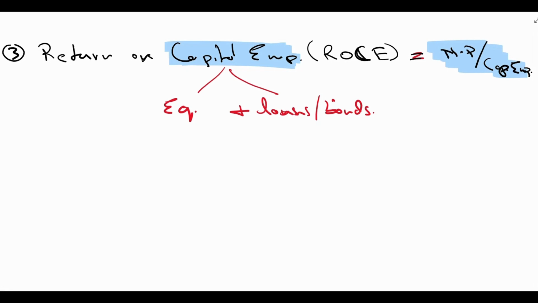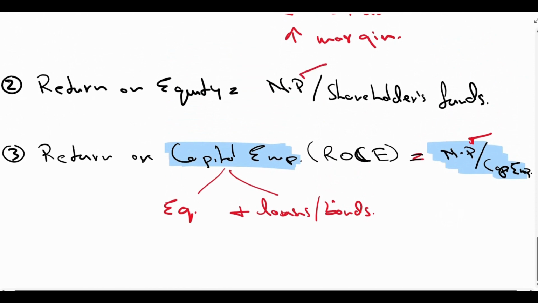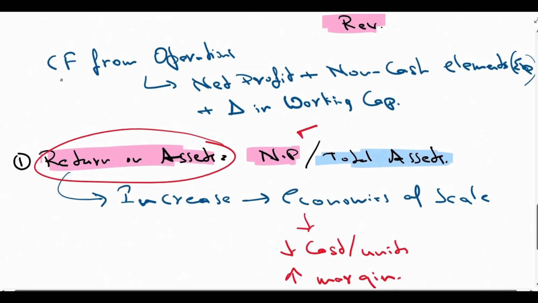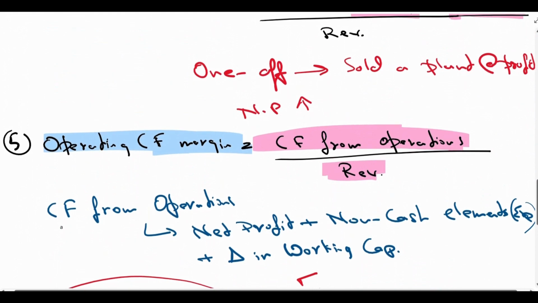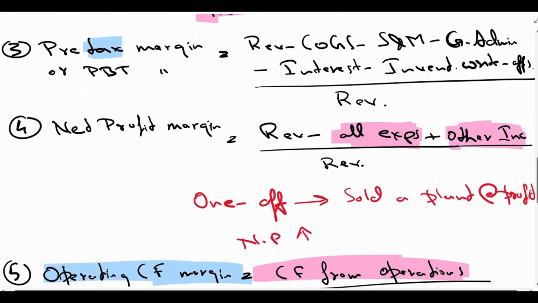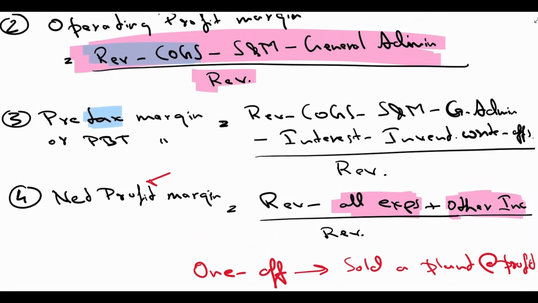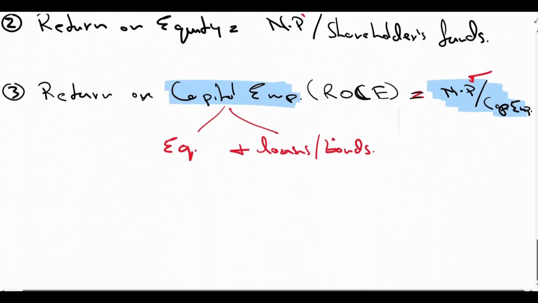Now these are all ratios which are based on profits, right? If you see net profit, net profit, okay. If you see operating, this is cash flow from operations, this also starts from net profit. Net profit itself, profit pre-tax margin, so it is net profit plus tax. So again, net profit. We see all of these ratios are based on profits.